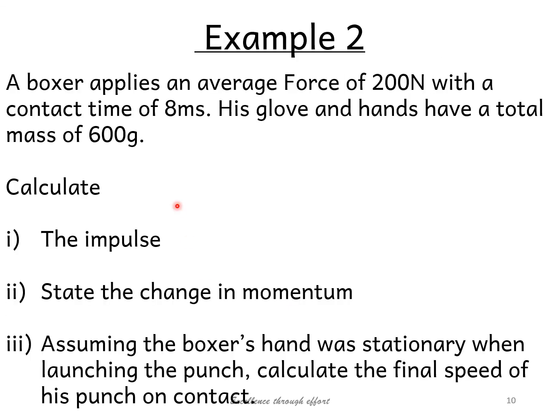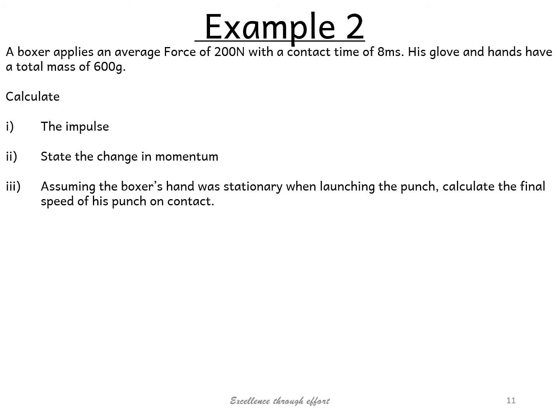Okay, now moving on. Obviously, we can make these examples a bit more complicated. Let's look at the next one. A boxer applies an average force of 200 newtons with a contact time of 8 milliseconds. His glove and hands have a total mass of 600 grams. Calculate the impulse, state the change in momentum. Assuming the boxer's hand was stationary when launching the punch, calculate the final speed of his punch on contact. Again, if you're confident, have a go at it yourself. If not, I'm going to show you how to do it over the next couple of slides.